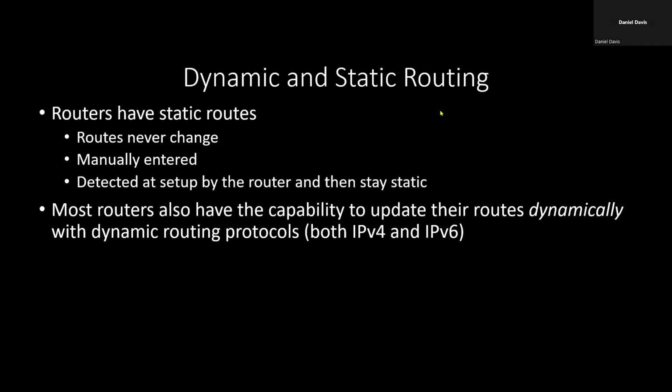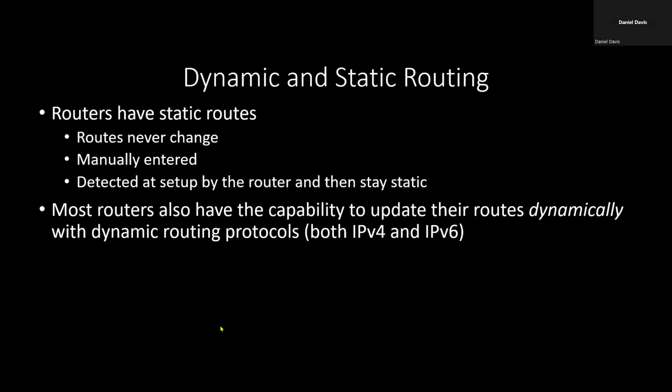Let's talk about dynamic and static routing real quick. When we're talking about static routes, these are something that are almost always manually entered and then they won't change automatically. Here on the slide, it says routes never change, but the idea is that they won't change or update automatically. Whatever is manually configured is often what is going to stay in the routing table. You can sometimes have routers that will detect their routes on setup and then they'll stay static again until someone manually changes them. So they won't change or update automatically. That is a static route.